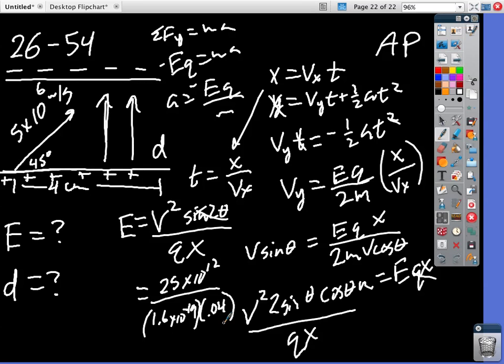Now, once we've figured out this, well, actually, do we need it? Yeah, we needed that for this. So the easiest way might be to use this equation, Vf squared equals V0 squared plus 2ax. In that case, it's technically going to be d, right? And then solve for d. You know V final squared is going to be 0. You know V0 squared is going to be V sine theta, and then A is that.